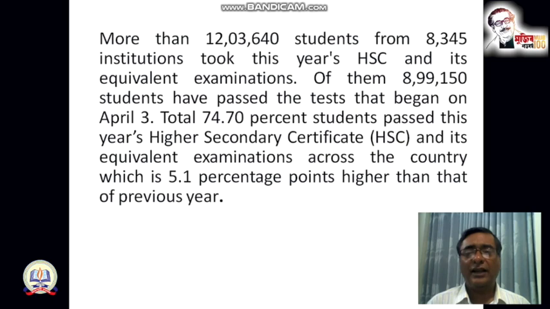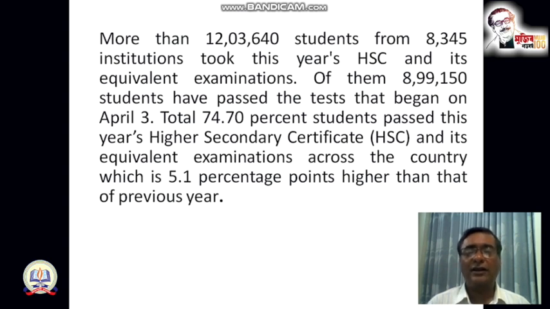Of them, 8,99,150 students have passed. Or over here, you can also use past indefinite tense. You can also say students passed the tests that began on April 3rd. Basically, over here, we are providing the information that the examination started on 3rd April, and now the results have been published, and 8,99,150 students have passed the examination. So we have provided the information how many students appeared at the examination and from how many institutions and how many of them have passed.